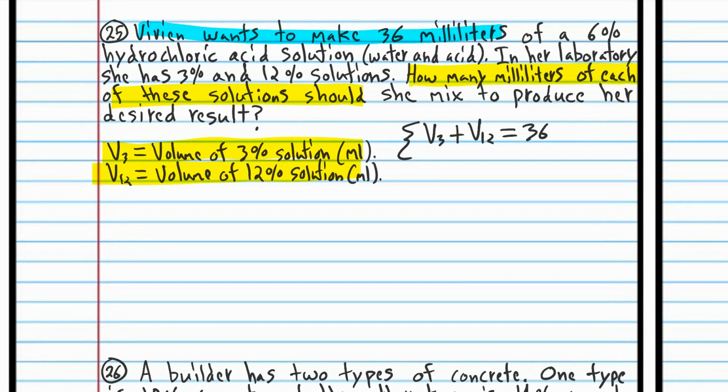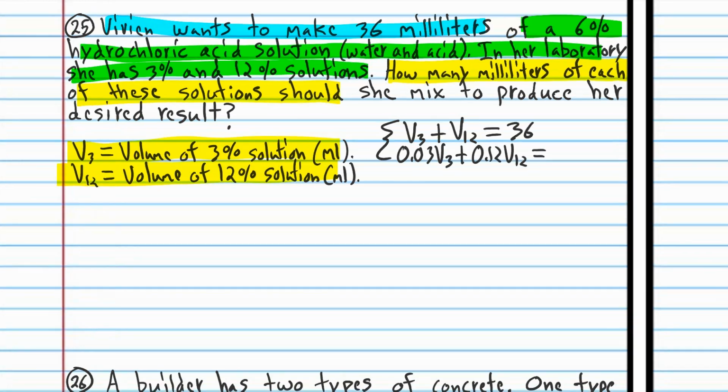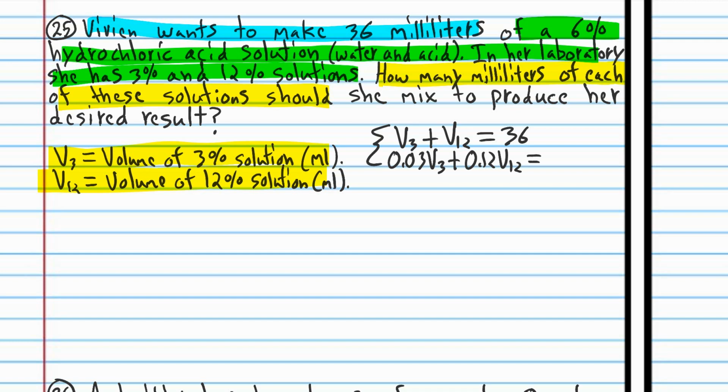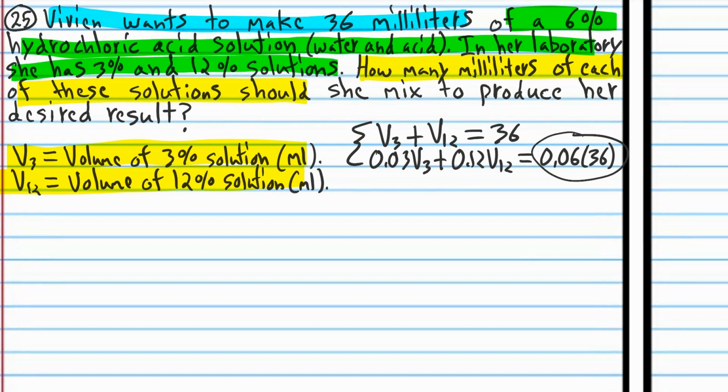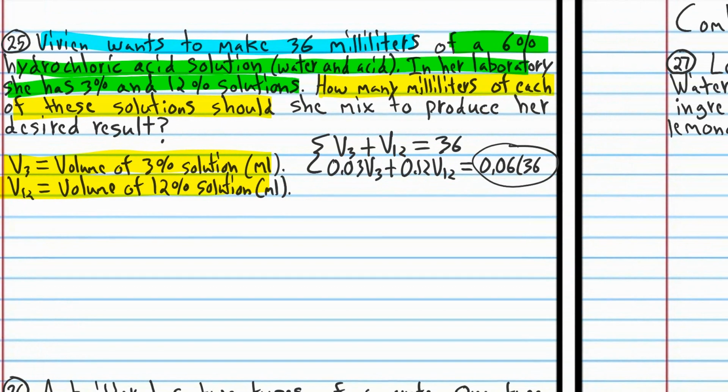And now comes the hard part. We want a 6% hydrochloric acid solution. She has 3 and 12% solutions. So the acid in the 3% solution plus the acid in the 12% solution is equal to the total acid in the final solution. And we know it's going to be a 6% solution, and the total is going to be 36 milliliters, so 6% of 36 milliliters should be the total amount of acid in the final solution. Again, it's just the same thing that we did before.